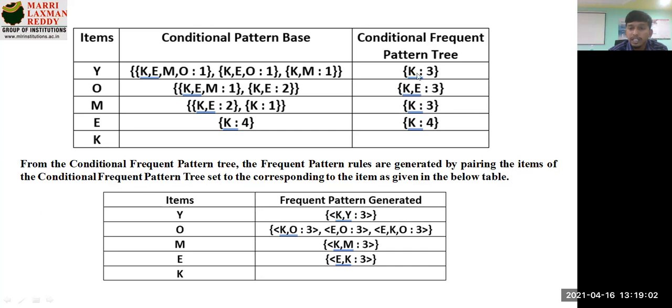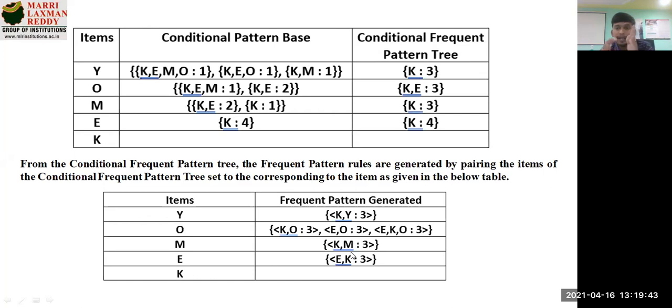We need to identify the values which are meeting the support threshold value. Now I'll go for step 8, that is frequent pattern generation. That is a combination of the support threshold value with the elements or items available here. So here K is equal to 3 along with Y. That is one combination. K comma Y is equal to 3 in the next table. Next you can see KE is available here. Next KE along with O, that is 3. Again, KO is one combination, EO is another combination, again EKO is another combination.